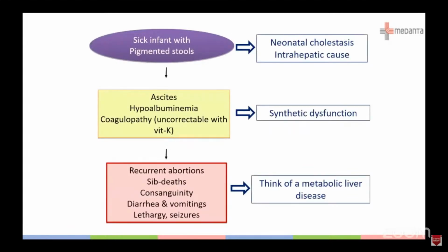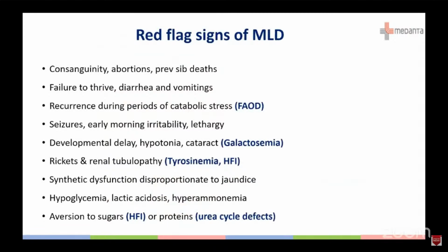So this is a sick infant with pigmented stools, which is suggestive of neonatal cholestasis, most probably an intrahepatic or hepatocellular cause. The ascites, hypoalbuminemia, and coagulopathy are suggestive of synthetic dysfunction. The family history of recurrent abortion, consanguinity, vomiting, diarrhea, lethargy, and seizures, we need to think of the metabolic liver diseases. So, what are the red flag signs of the metabolic liver diseases?